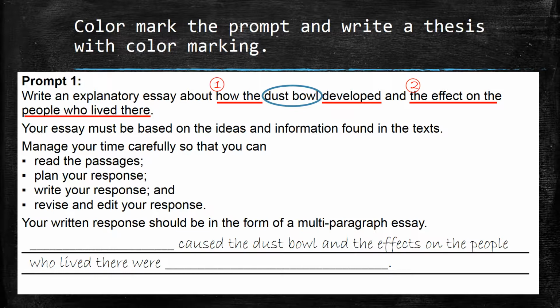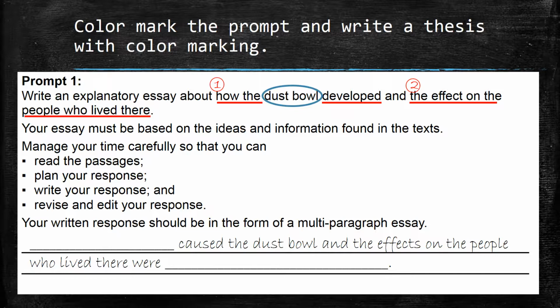And obviously I can't fill in these blanks right now because I've not read any passages on the Dust Bowl and I don't know what caused the Dust Bowl or the effects on the people who live there. So I'm just leaving blanks, and if I can do this before I start reading those passages, then that's going to help me really hone in on what information in those passages I'm going to need to be pulling out in order to answer this effectively. So I want you to go ahead and write down some sort of thesis statement.